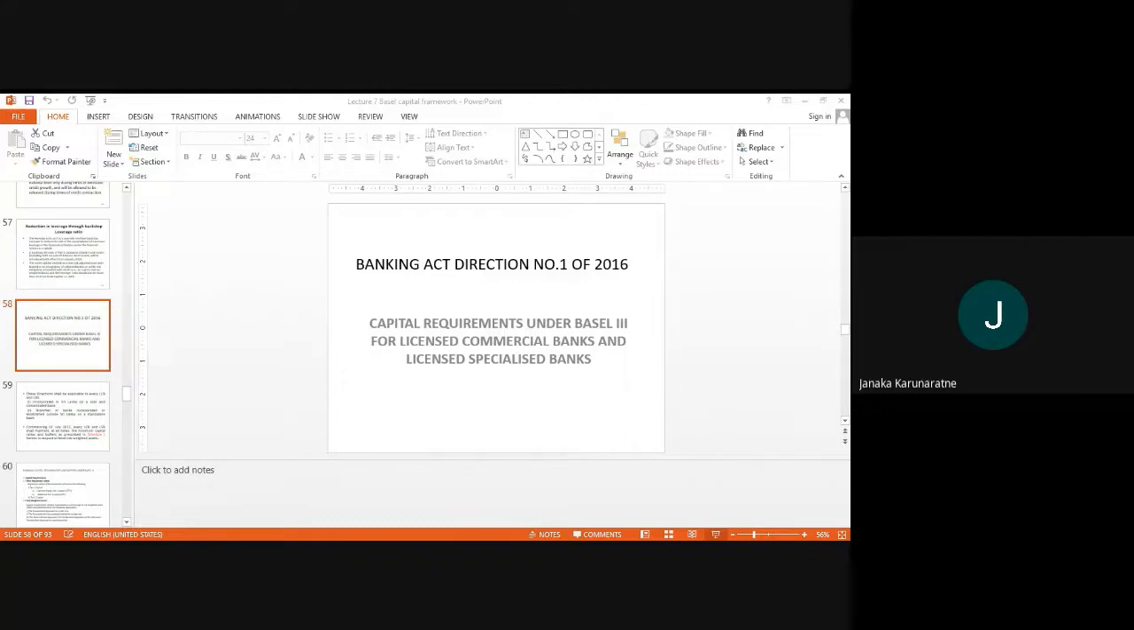The two additional buffers on top of the enhancement of capital. One is the capital conservation buffer, which is a minimum of 2.5% in terms of common equity tier 1 capital. And the other one is the counter-cyclical capital buffer, which is not set at all times.